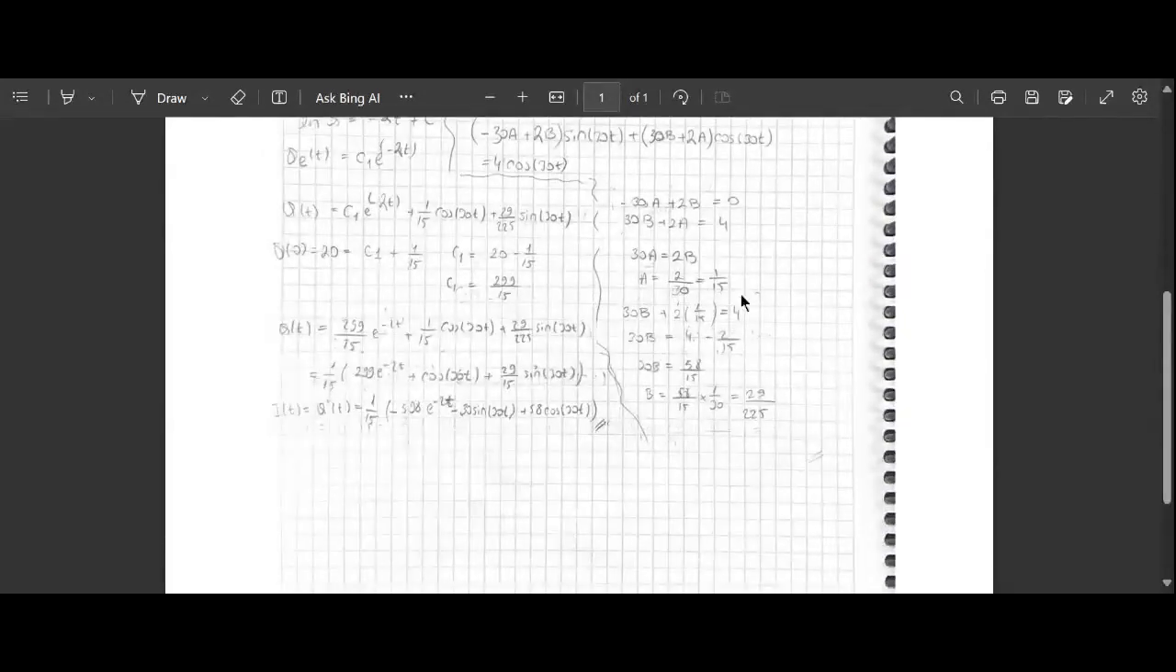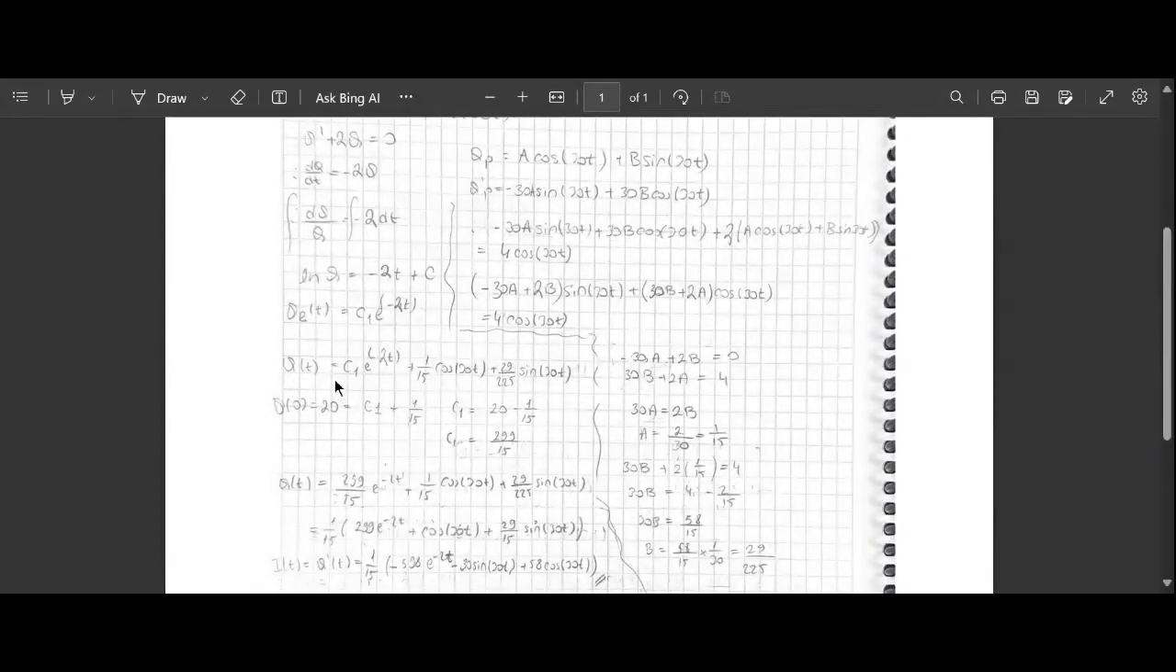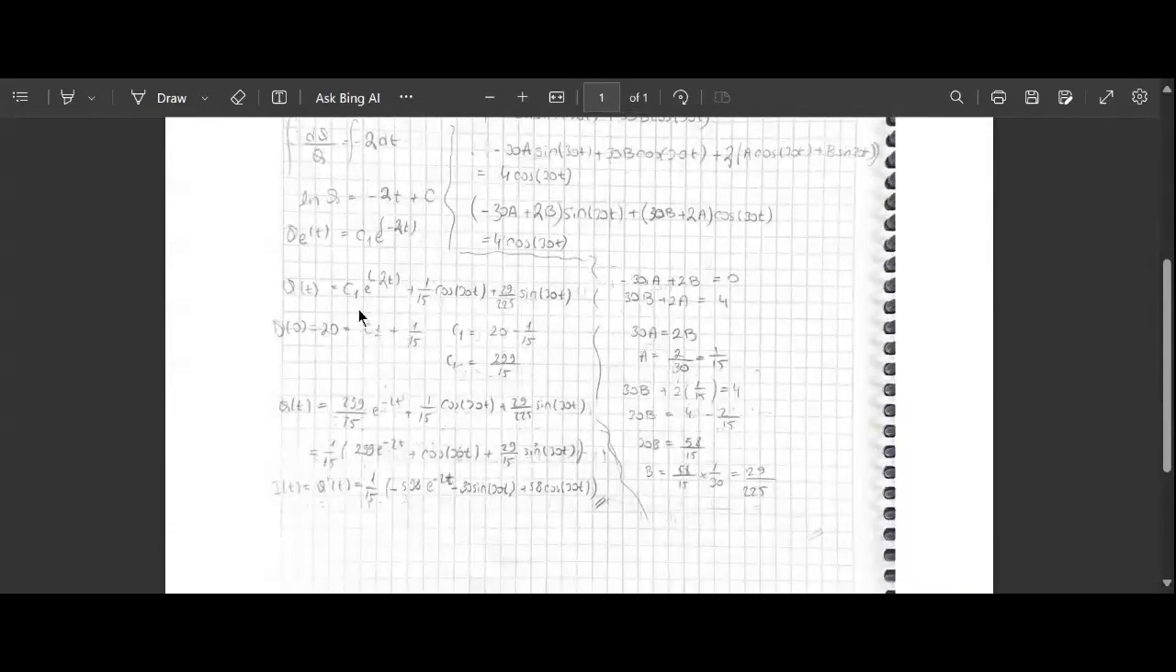And then I did that over here. So this is my work. Later on, I combined the complementary function that I found and the particular function here to write q of t, and we have a constant c here. So I needed to use this given value, which is that at time t equals 0, the charge is 20. So I got the constant.